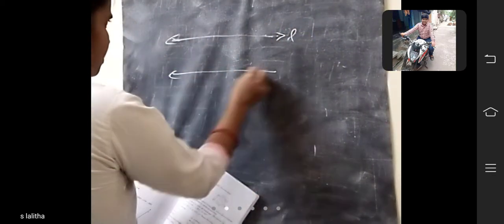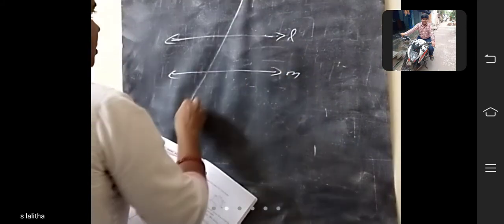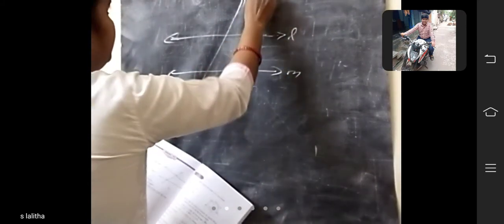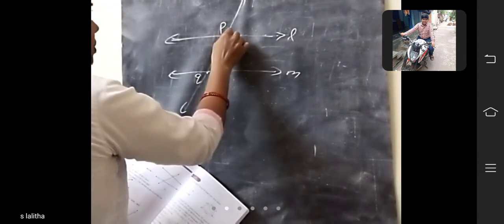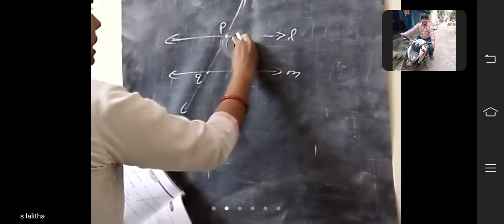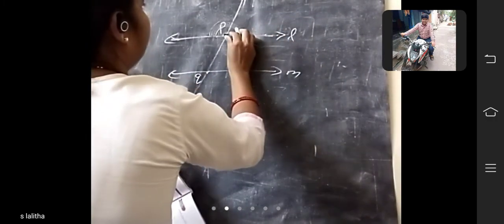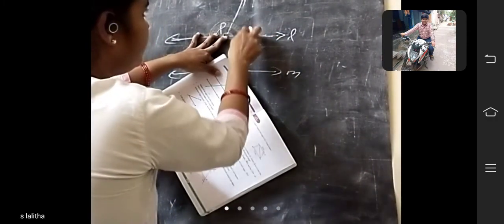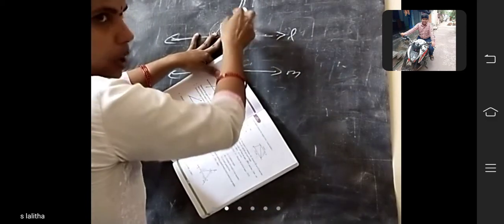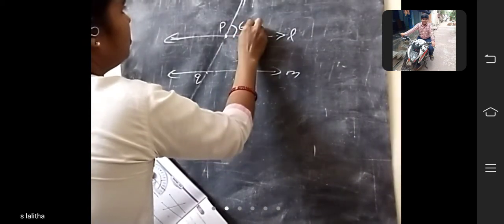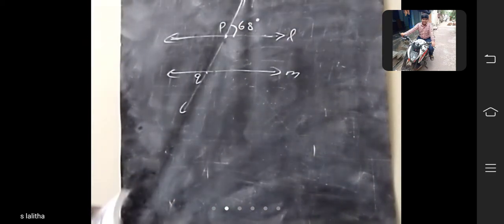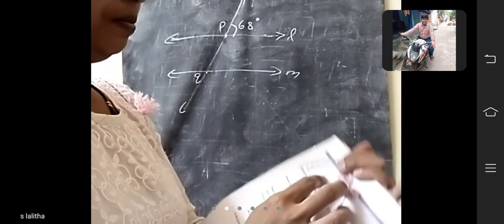Like this given, and this is N, this is P, this is Q given. So you have to keep the protractor here like this. Okay, you have to measure this angle. You have to take the lower scale. So how much will you get here? 68 degrees. 68 degrees.